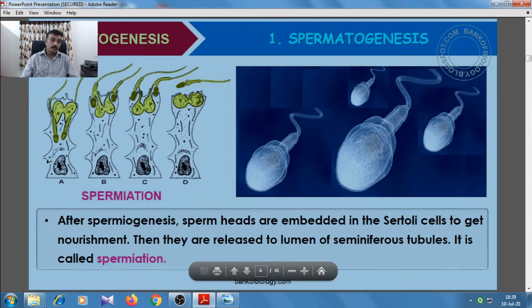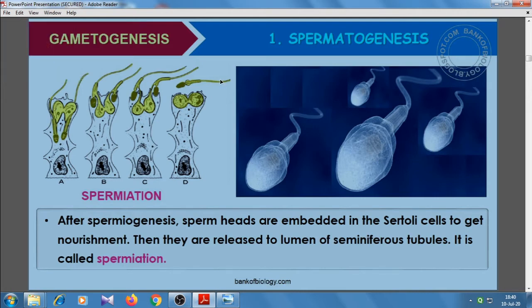ഇതാണ് Sertoli cells. ഈ Sertoli cellsലേക്ക് സ്പേമിൻ്റെ ഹെഡ് ഇങ്ങനെ മുങ്ങിക്കിടക്കുവാണ്, അതിൻ്റെ അകത്തേക്ക് കയറി കിടക്കുവാണ്. അതുകൊണ്ടാണ് എംബഡഡ് ഇൻ ദി Sertoli cells. എന്തിനു വേണ്ടി? To get nourishment. അതിനുശേഷം എന്ത് സംഭവിക്കും? They are released in the lumen of the seminiferous tubules. ഇവിടെ നിന്നും അത് സെമിനിഫറസ് ട്യൂബ്യൂൾസിൻ്റെ ലൂമനിലേക്ക് റിലീസ്ഡ് ആവുന്നു. അങ്ങനെ ലൂമനിലേക്ക് റിലീസ്ഡ് ആകുന്ന ആ പ്രോസസ്സിന് പറയുന്ന പേരാണ്, it is called spermiation.